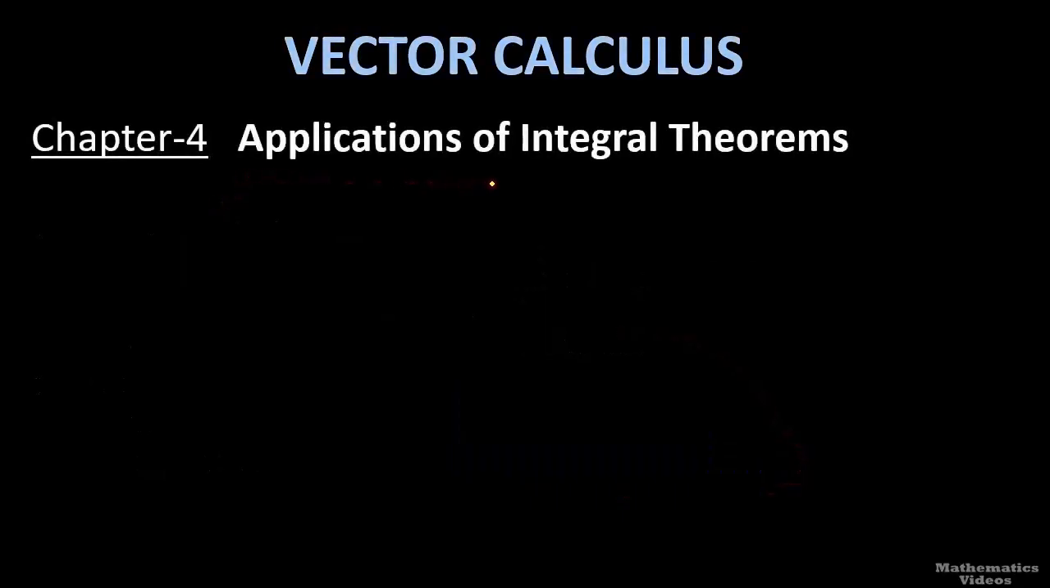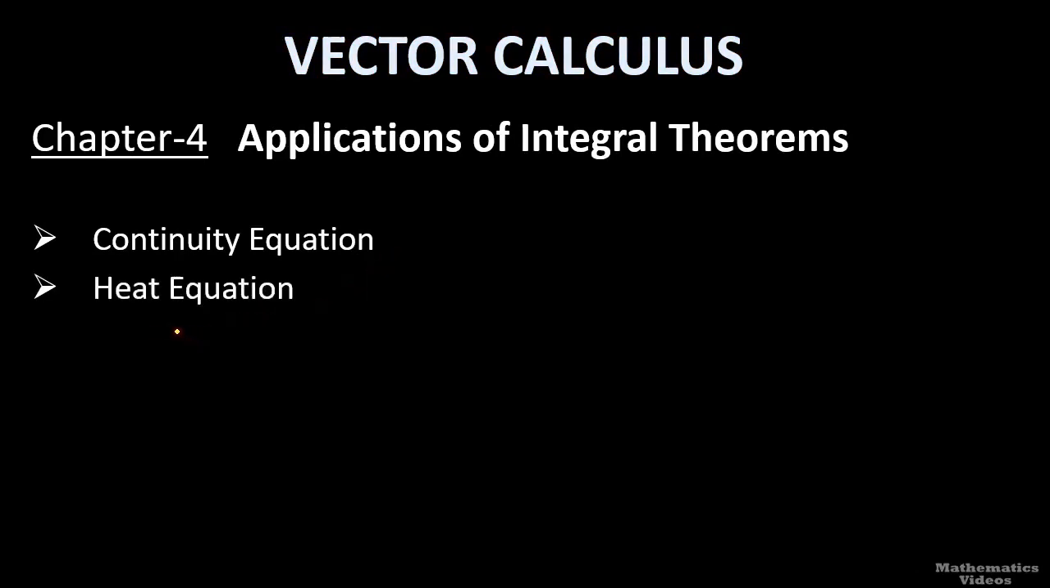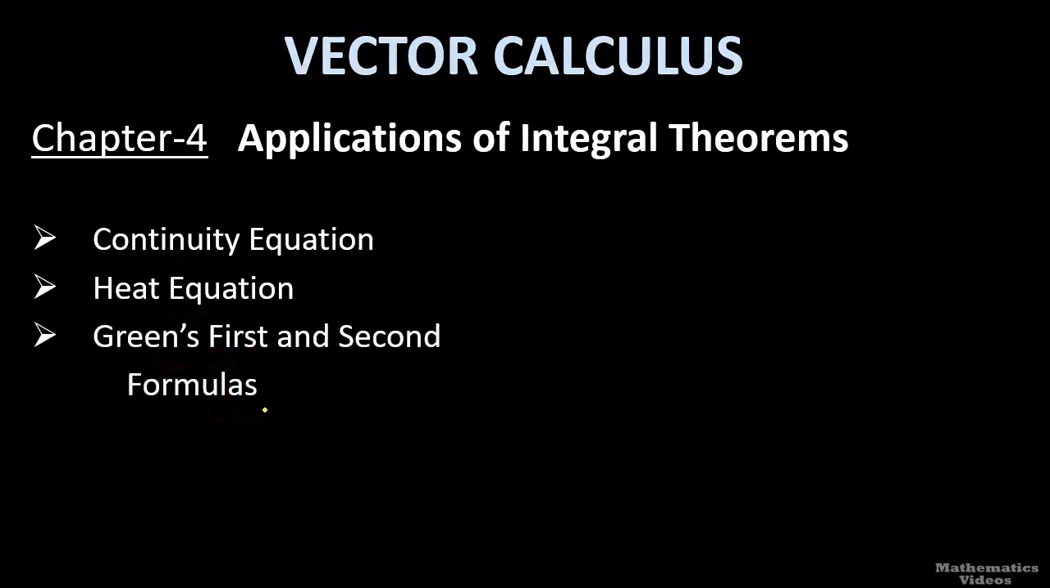Chapter number 4 is the applications of the integral theorems that we have studied and proved in chapter number 3. The first application that we will discuss is the derivation of the continuity equation that we study in the course of basic fluid mechanics. And the technique that we will use to derive this equation is called the integral approach, and this equation is also called the law of conservation of mass. And the second equation that we will derive is the heat equation that is studied in the basic course of partial differential equations. And then we will derive the Green's first and second formulas.